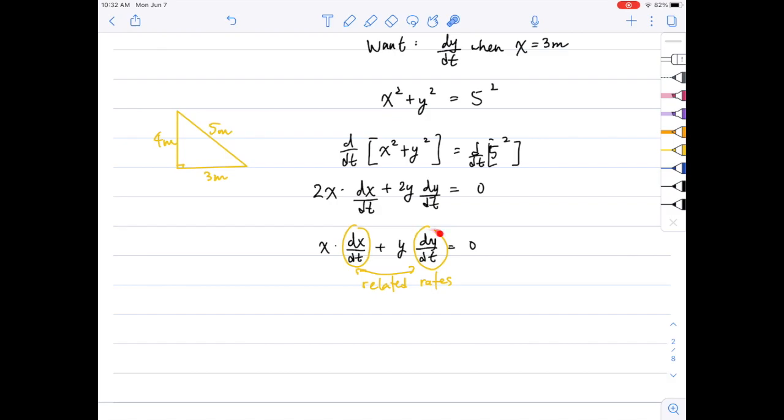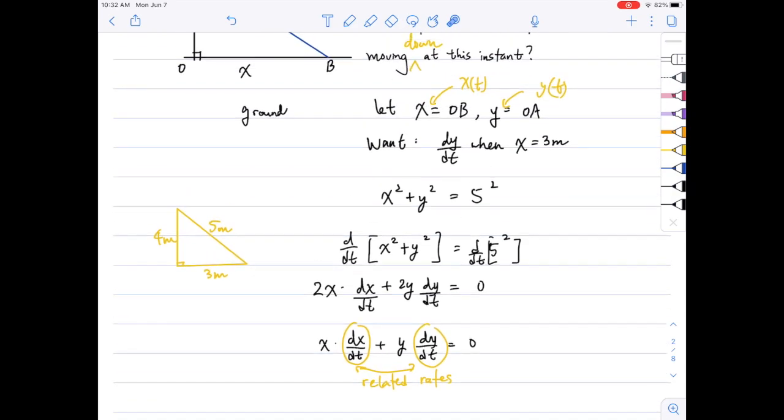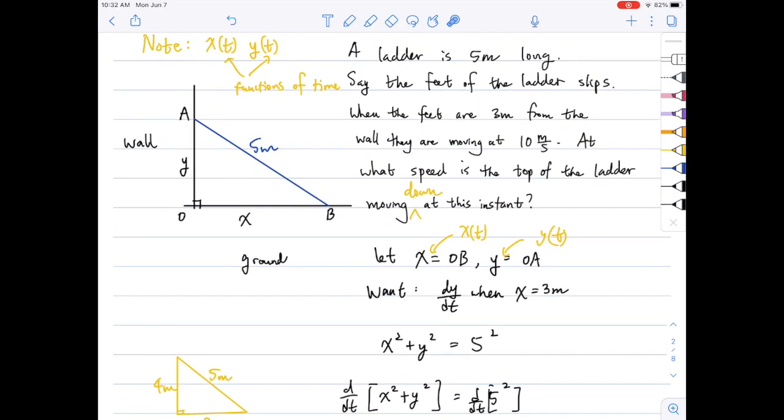What we're looking for is dy by dt, and we need some notion of what dx by dt is, but they tell us that. So they say, say the foot of the ladder slips when the feet are 3 meters from the wall, and they are moving at 10 meters per second. So here, it might not be immediately clear, but this value here, what they're giving you, is dx by dt. So what they're saying is you have this point B, and the point B is slipping away from the wall, and it's slipping away from the wall at a rate of 10 meters per second.